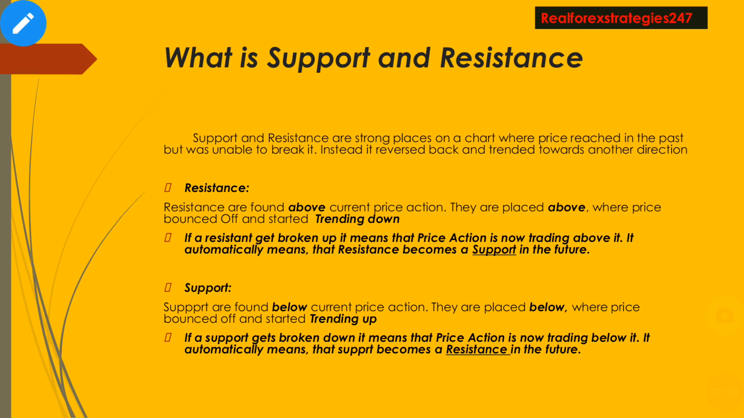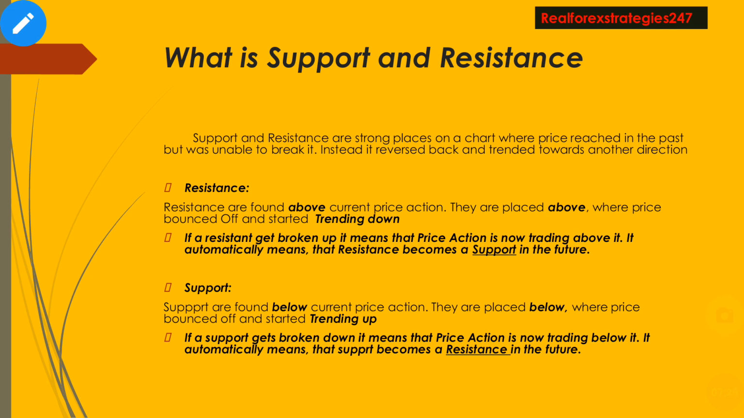What is support and resistance? As you all know, like I showed you in the first chart, support and resistance are strong places on a chart where price reached in the past and was unable to break it. Instead, it reversed back and trended towards another direction.